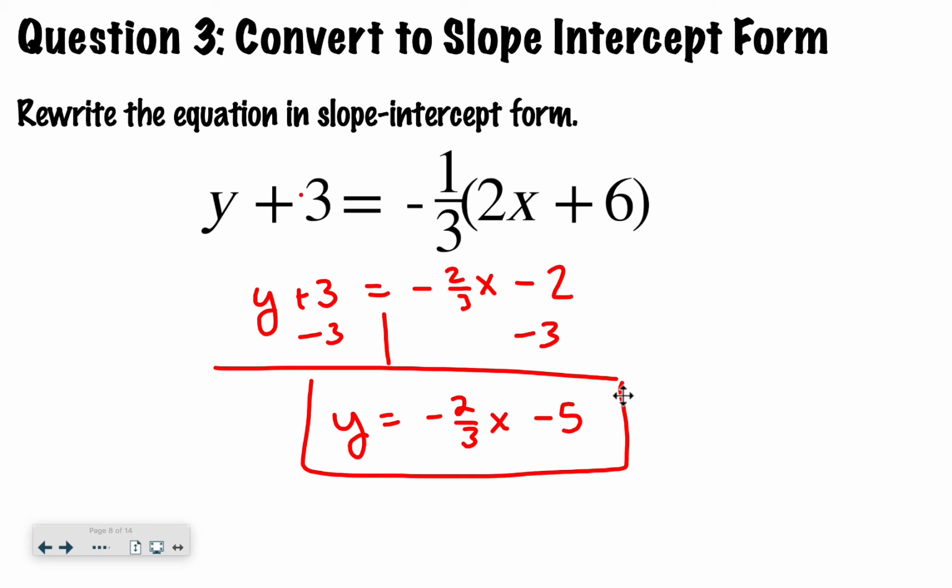Okay, for this problem, hopefully you first distributed that negative 1/3. And you ended up with y plus 3 equals negative 2/3 x minus 2. And then you said you needed to get y by itself, so you subtracted 3 from both sides, which left you with y equals negative 2/3 x minus 5.